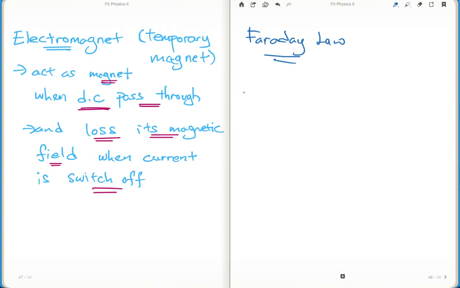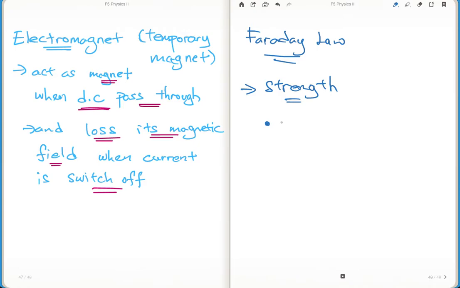Okay, Faraday's law is all about the strength, how strong. There's a set of experiments in your reference. How am I going to test the strength? I mean, they count the number of paper clips. Okay, what are the things that affect the strength?